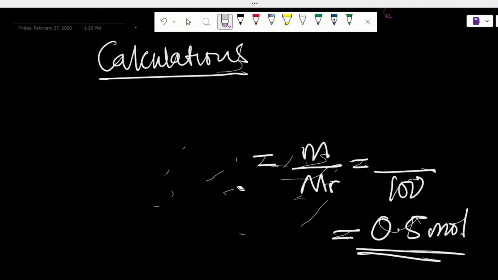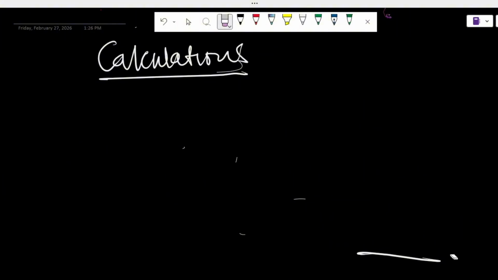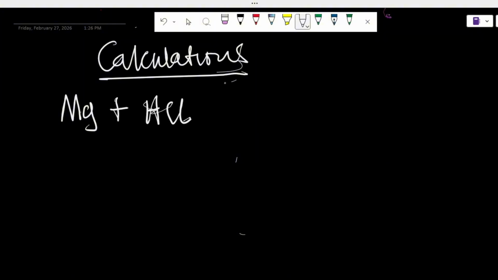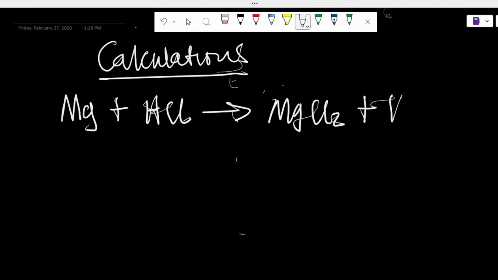Now, another example which we can give on the same topic. Let's say that we have magnesium reacting with hydrochloric acid, and this is going to give us magnesium chloride plus hydrogen gas. And let's say that we have 12 grams of magnesium which reacts with hydrochloric acid. So this is going to be 12 grams. So find the number of moles of magnesium which is used in this case.